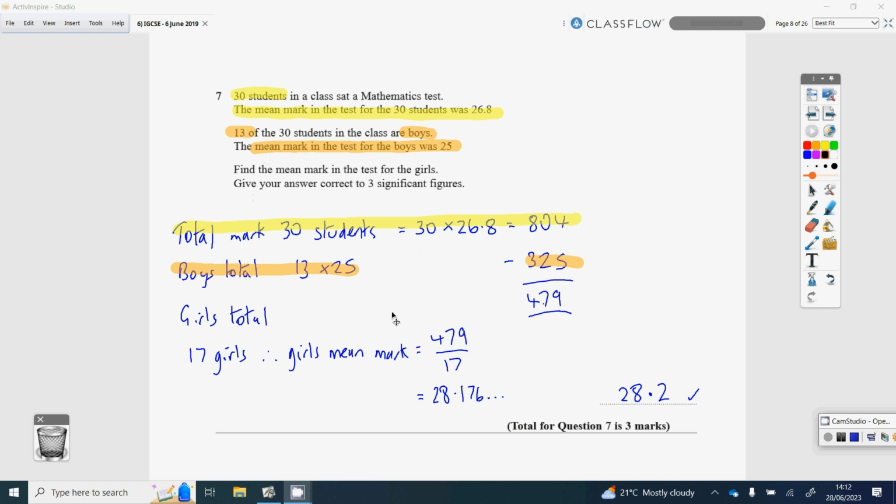So the mean mark for the girls is going to be the total mark for the girls of 479 divided by the 17 girls, which is 28.176. To three significant figures, that is 28.2.